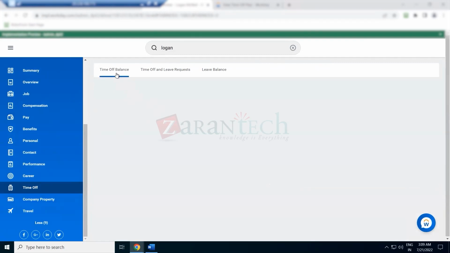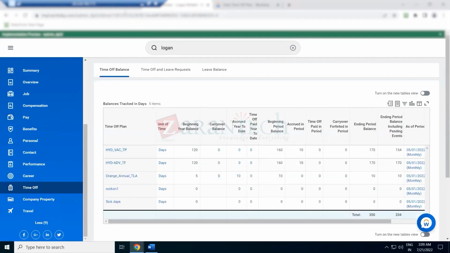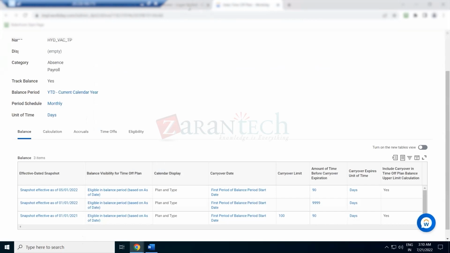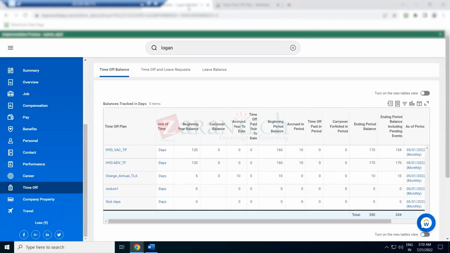Like I got terminated and I got rehired. If my time off plan is based on periods, in the month of April I got terminated, and I rejoined the company in the month of August. My beginning year balance, carryover balance, and all those particular items will be taken as zero.